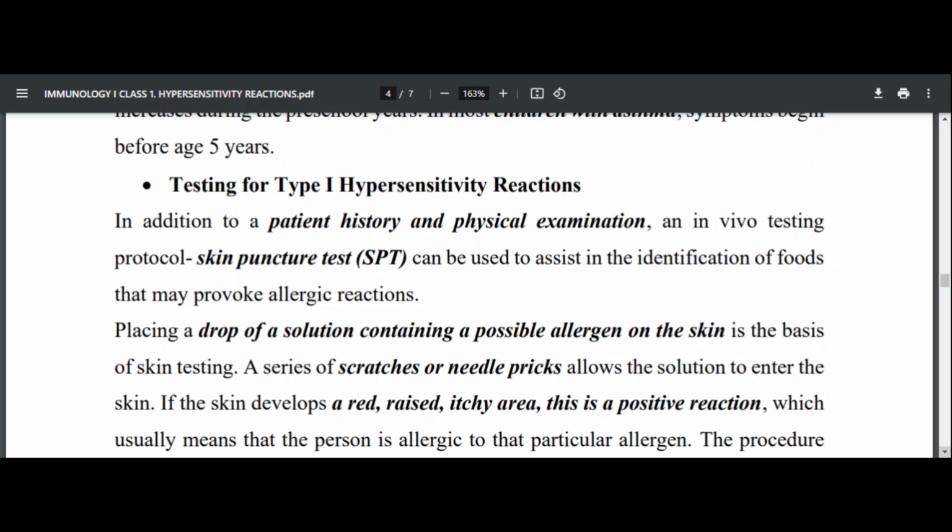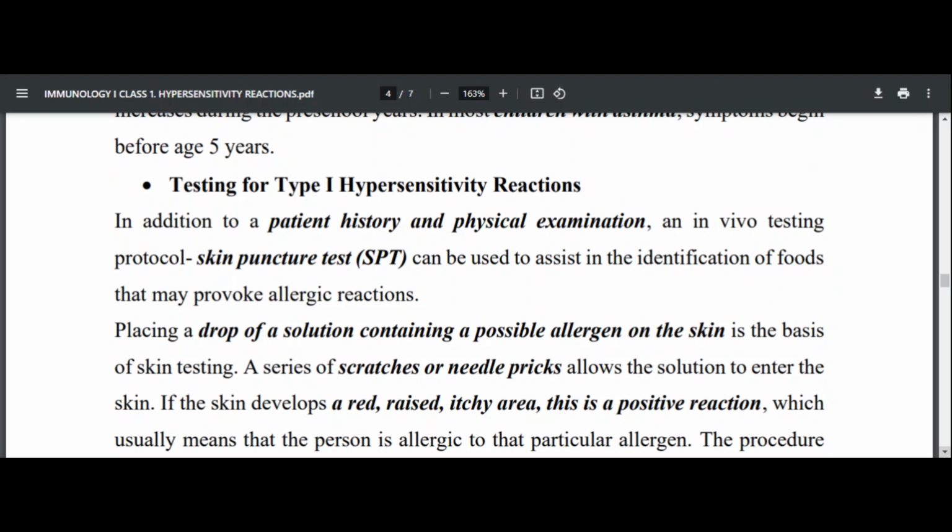So this is what we do: if you suspect, for example, that someone is allergic to milk or any other kind of food, you just prepare a solution of milk, and this is of course dropped on the skin. Then you make a series of scratches or just needle pricks on the skin, which allow some of the food to penetrate the skin.